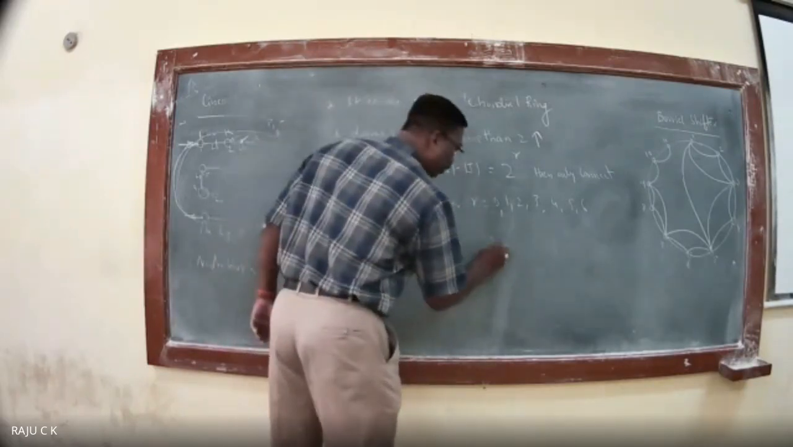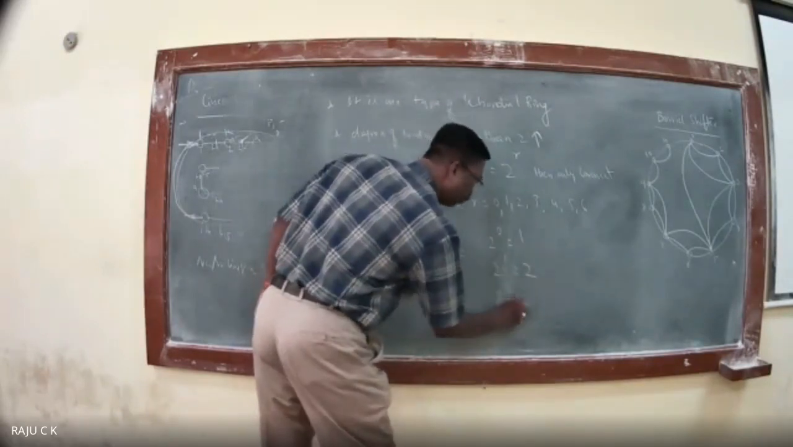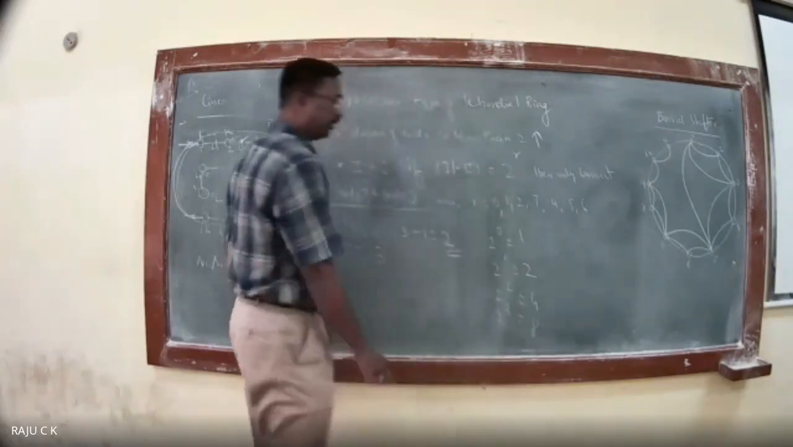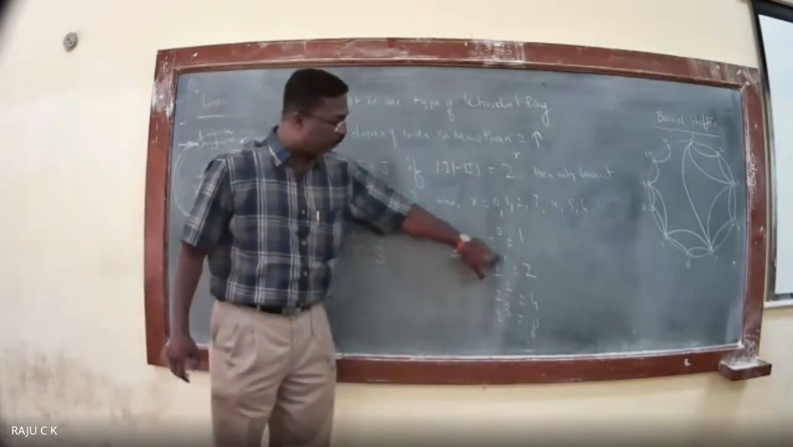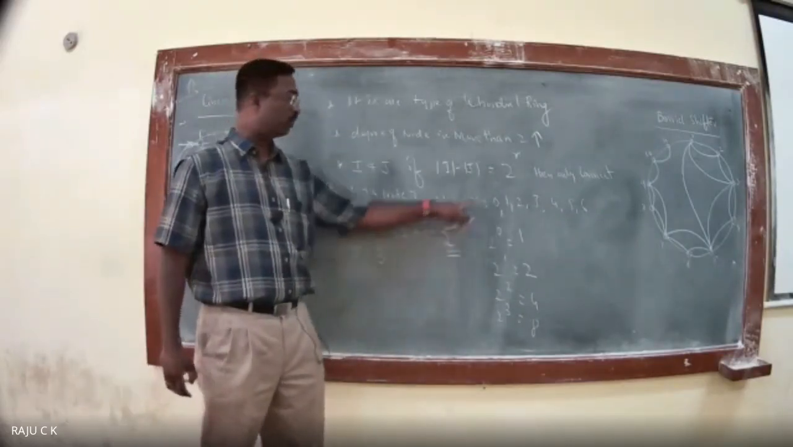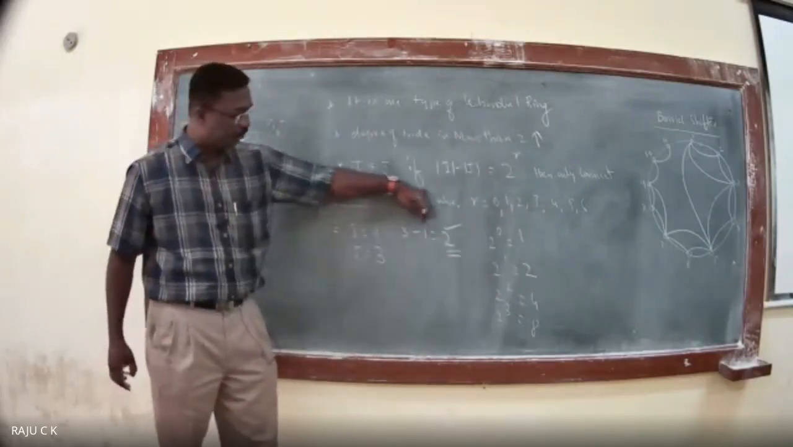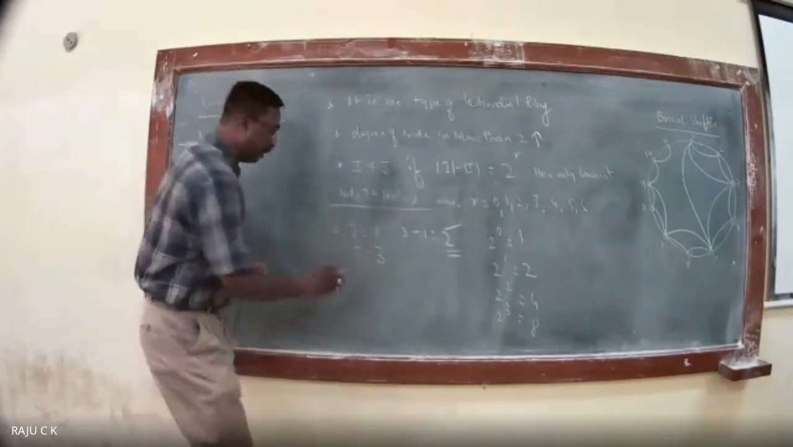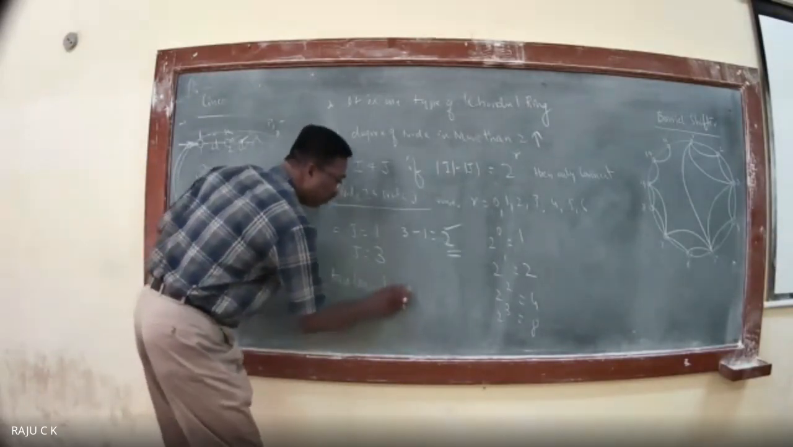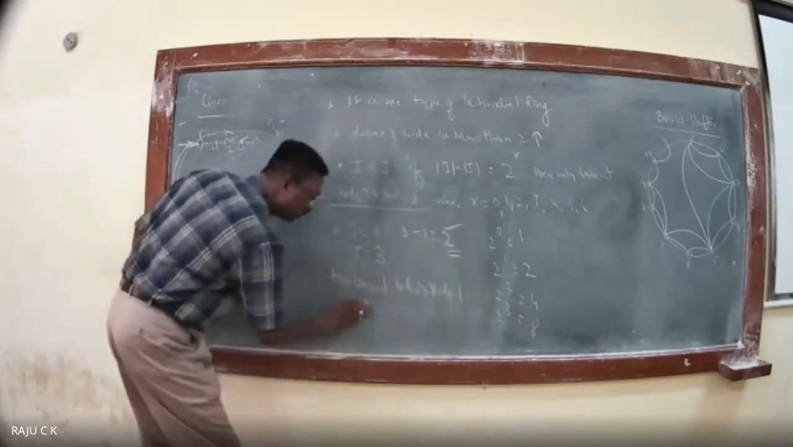That means 2 to the power of 0 is equal to 1. 2 to the power of 1 is equal to 2. 2 to the power of 2 is equal to 4. 2 to the power of 3 is equal to 8, like this. So 2 to the power of 1 is equal to 2. Yes, it is possible. 3 minus 1 is equal to 2. Then connect node number 3 and node number 1, which is possible.